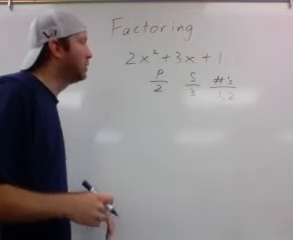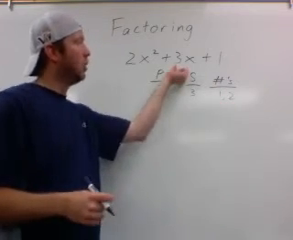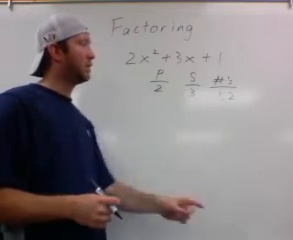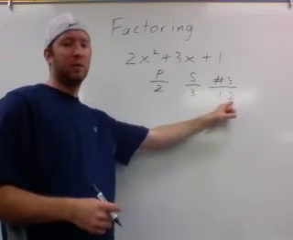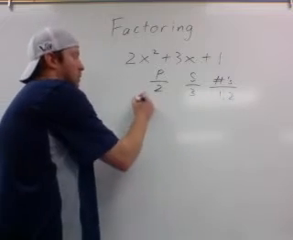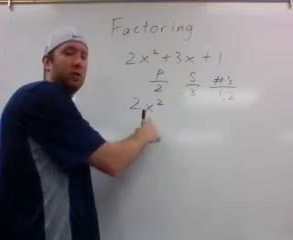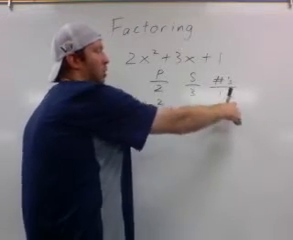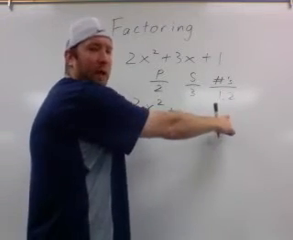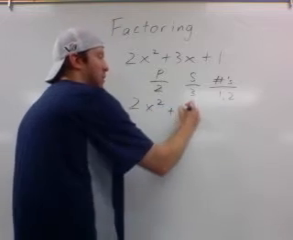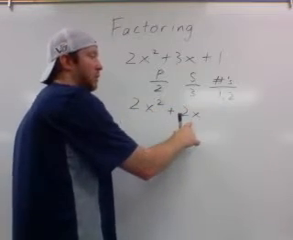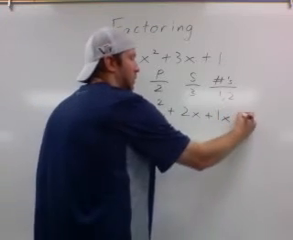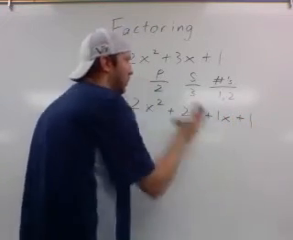Okay? How we're going to use those numbers is we're actually going to do what we call split the middle term. We're going to split the 3x into 1x and 2x. So this is going to look like this. 2x squared plus, doesn't matter which one you go, since this one's 2, I'm going to kind of keep the 2 with it, it's a little bit easier. So plus 2x, then plus 1x, and then plus 1.